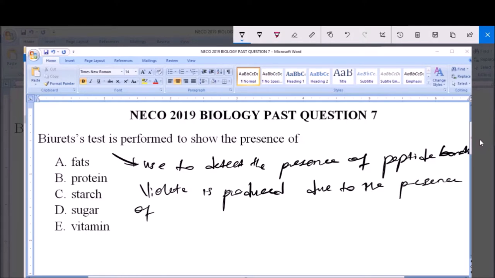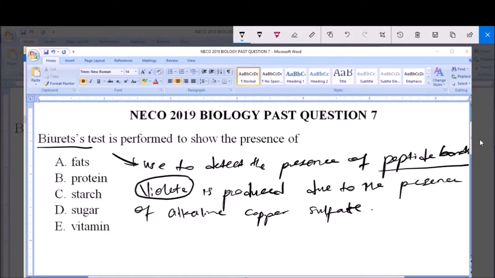an alkaline copper sulfate. So this alkaline copper sulfate, which is a component of the Burette test, when it reacts with the peptide bond, it gives out this violet color. And that is why we say Burette test is used to show the presence of peptide bond. Now, out of these options, the only option here that comprises peptide bonds is protein, which is option B.